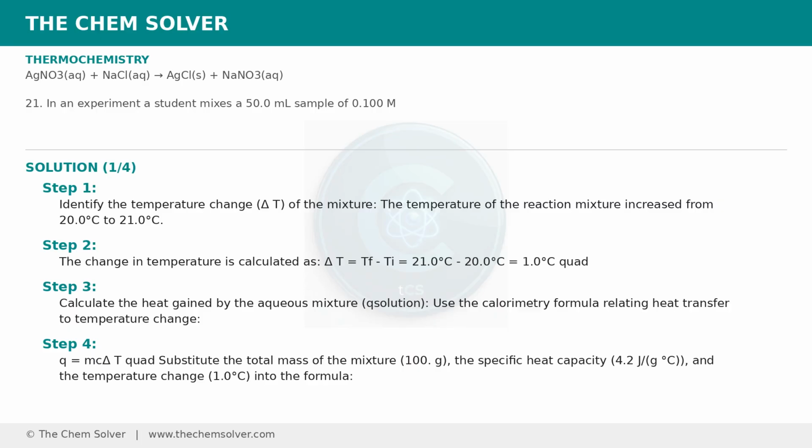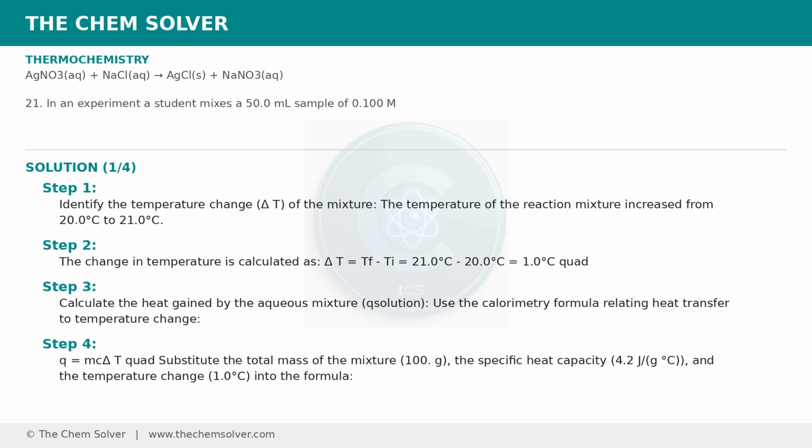Identify the temperature change, delta T, of the mixture. The temperature of the reaction mixture increased from 20.0 degrees Celsius to 21.0 degrees Celsius. The change in temperature is calculated as delta T equals Tf minus Ti equals 21.0 degrees Celsius minus 20.0 degrees Celsius equals 1.0 degrees Celsius.